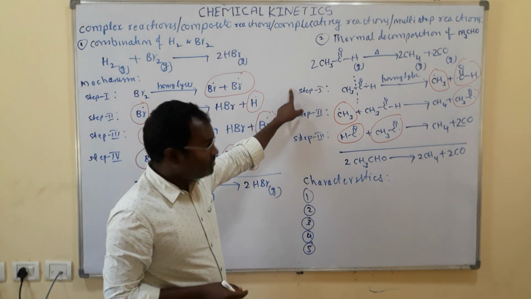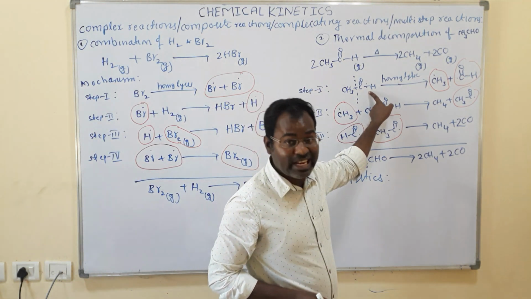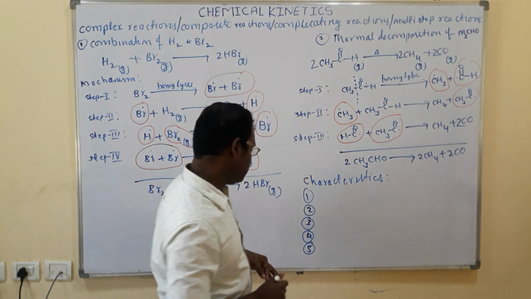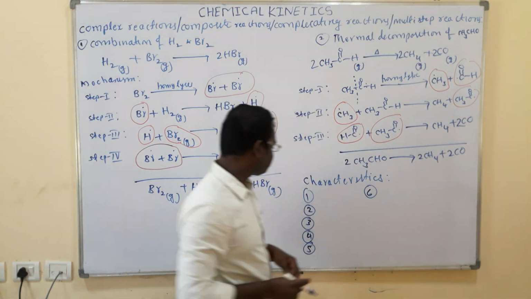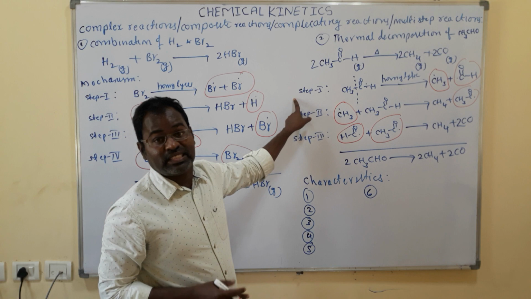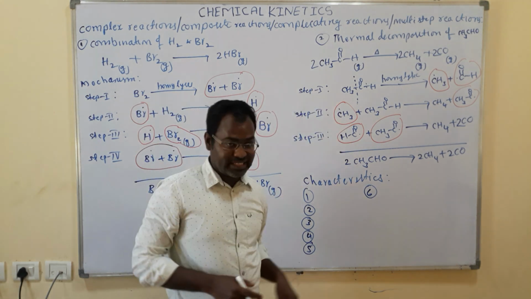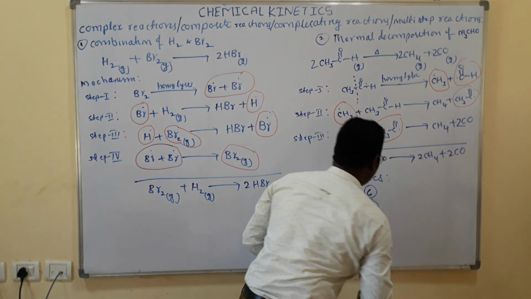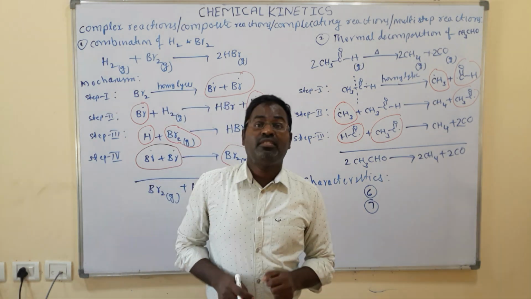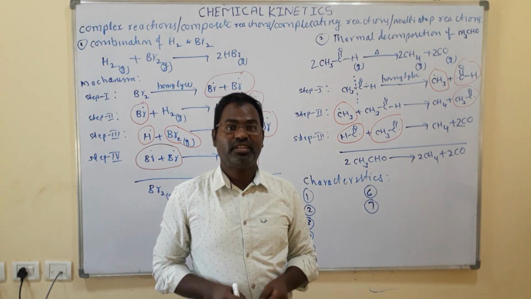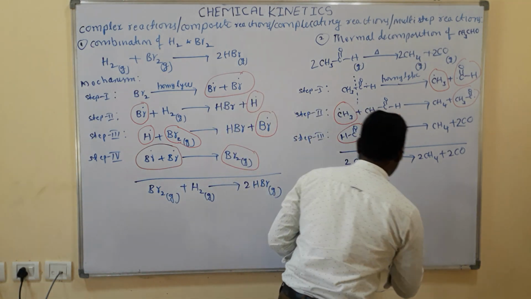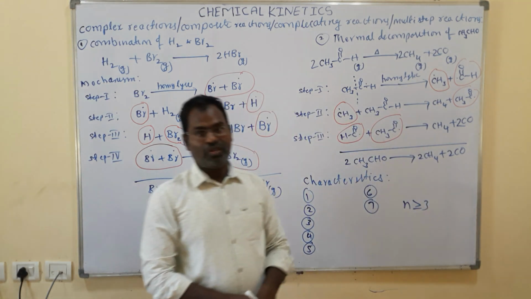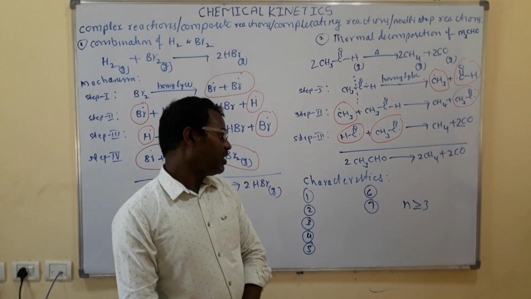And the fifth one is that in complex reactions, products do not form directly from the reactants. And another characteristic is that several side reactions take place. And the next one is that the overall order values are larger, greater than 3.